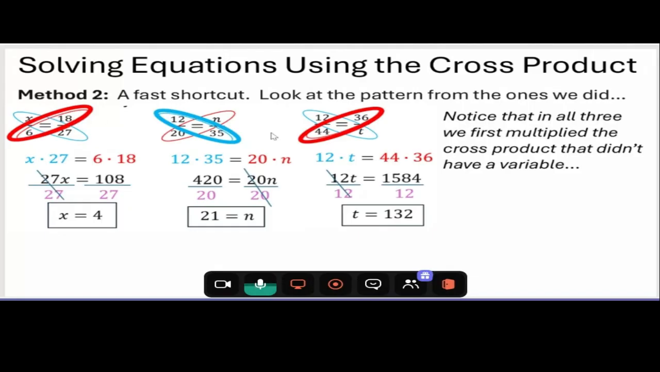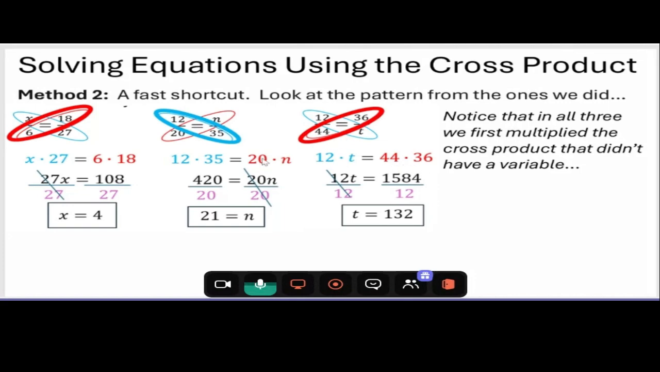in all three of them. So in this one, I guess we'll do this first. In this one, we took the 12 times 35. Look down at what we did. We went 12 times 35 first, and then divided by 20. We'll get to that in a second. Look at the third one. We went 44 times 36.